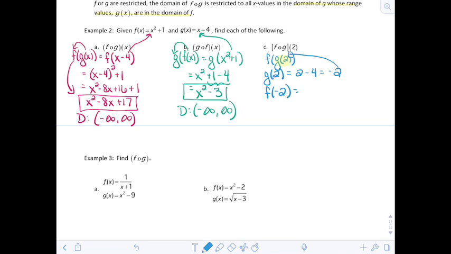So I'm going to go to f, which is x squared plus 1, and wherever I have an x, I'm going to replace that with negative 2. So I have negative 2 squared plus 1. That's going to give me 4 plus 1, which is the value 5. For this one, they just wanted a value, no variables left.